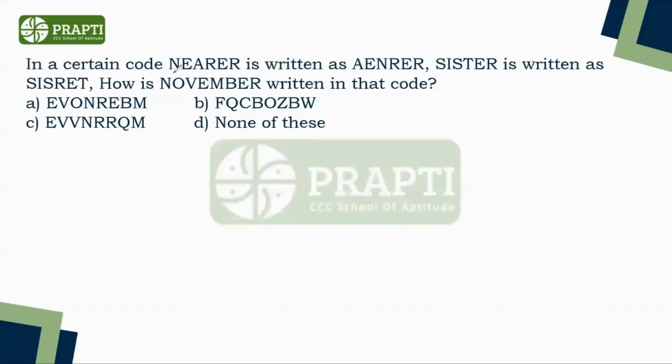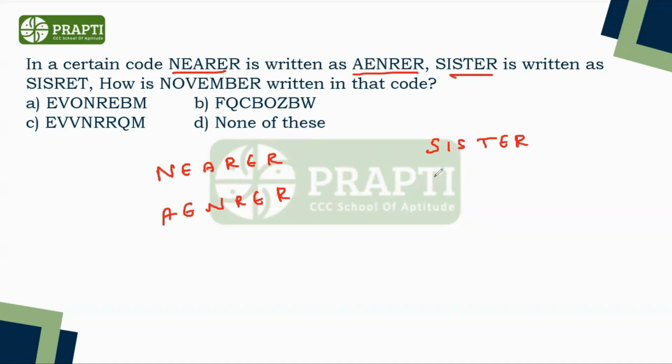In a certain code, NEARER is written as AENRER, and then SISTER is written as SISRET. So here the pattern is simple. Just divide the word into half. Got it? And then interchange the positions. N, E, A and E, R, E. In the same manner, SISTER.